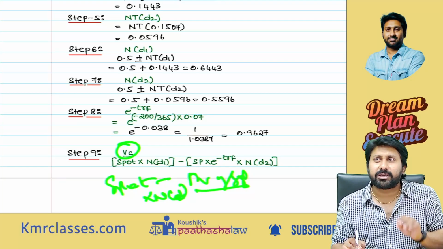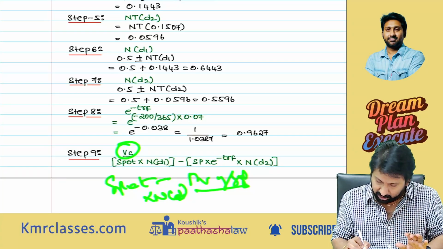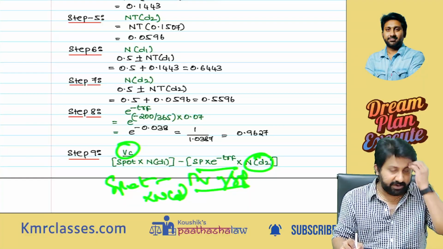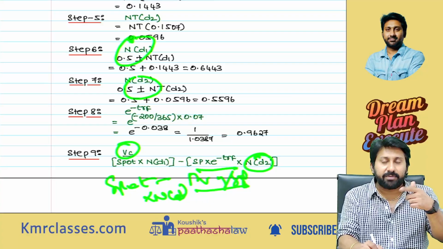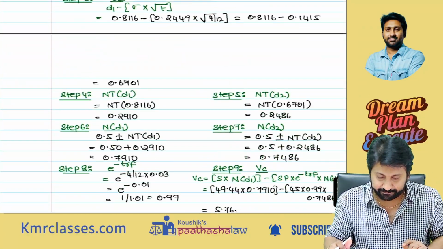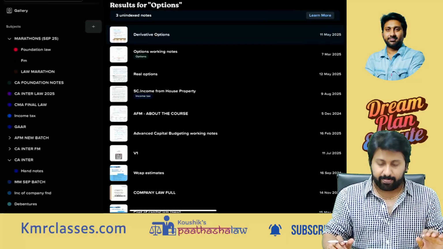Generally what you will do? SP into e power minus rT. Here also do the same. Just multiply again N of d2. You calculate N of d2. N of d2 means 0.5 plus or minus the normal table value of d2. Okay, that's it. Remaining everything is okay.